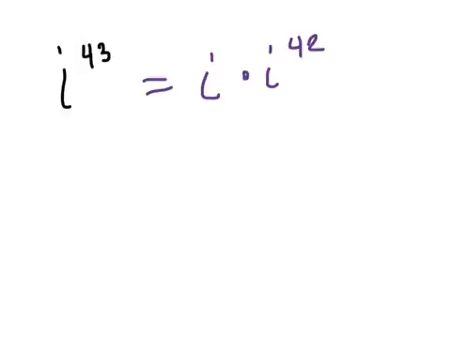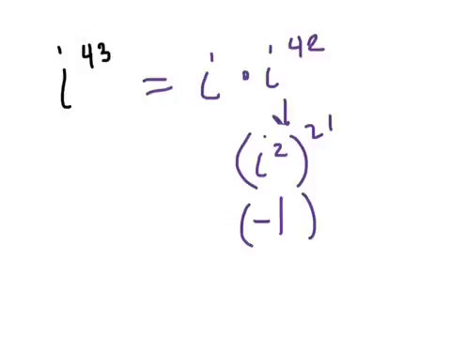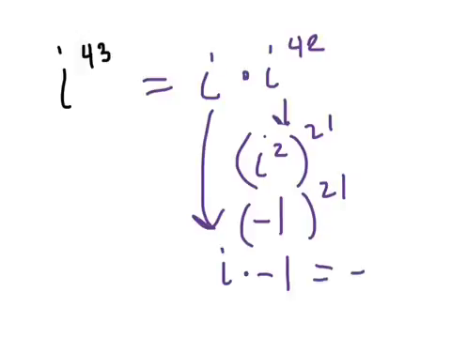And then we can worry about this i later on and simplify this the same way that we just previously did. So i to the 42nd power, that's the same thing as i squared to the 21st power, because 21 times 2 is 42. So we can continue simplifying this. i squared is the same thing as negative 1. Negative 1 to the 21st power is negative 1. Now if we bring down this other i, i times negative 1 is just negative i. So we now know that i to the 43rd power is negative i.